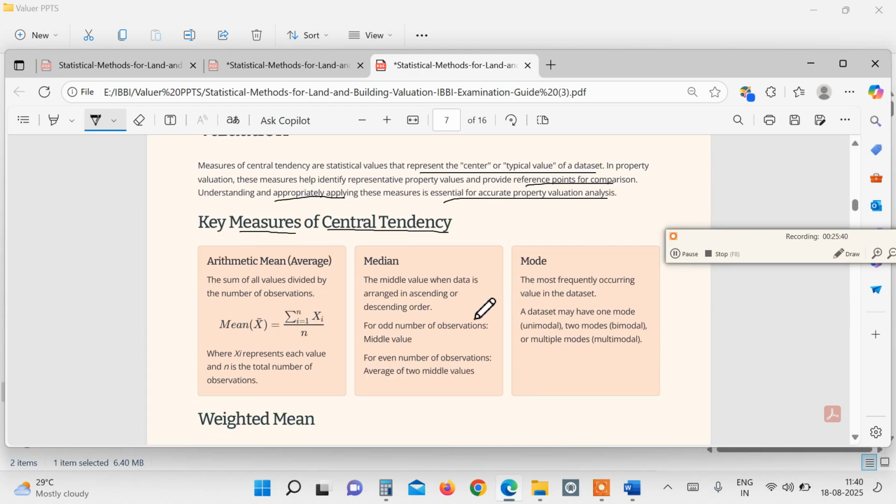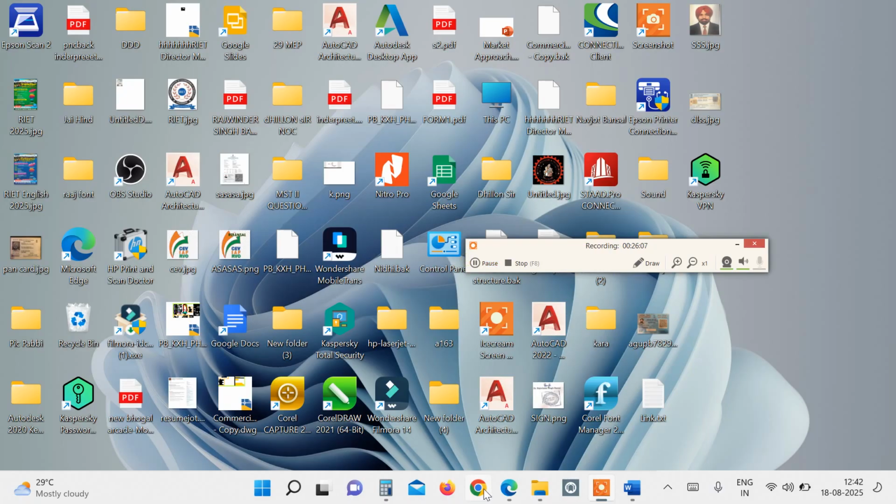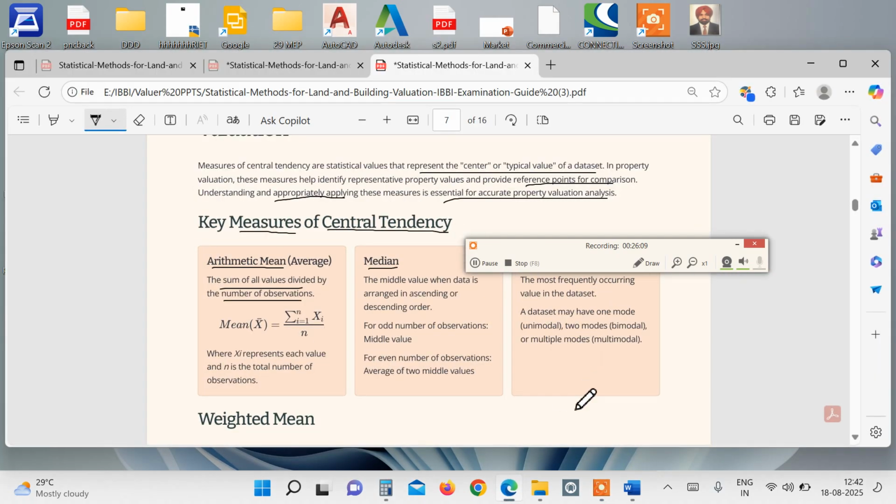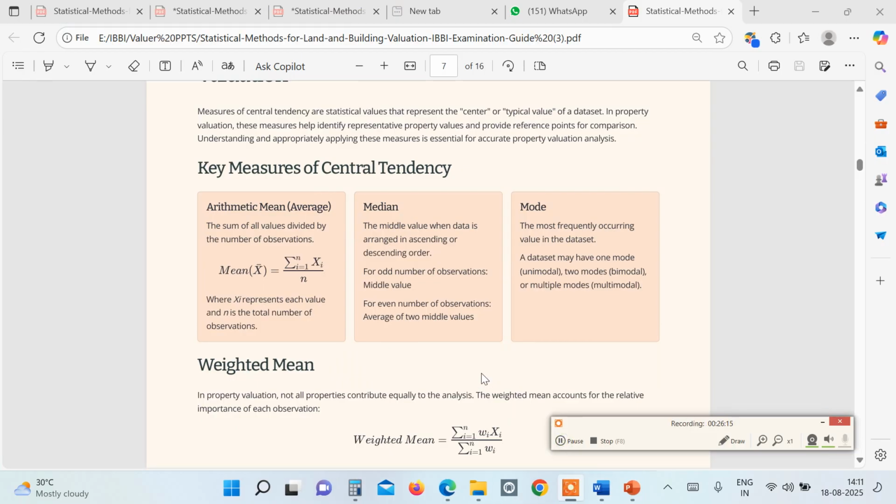So there are three things which as a valuer you must understand: one is arithmetic mean, second is median, and third is mode. So mode, mean and median are the basic things for the valuers. So what is arithmetic mean? Arithmetic mean is the sum of all values divided by the number of observations. The first measure of central tendency is arithmetic mean.